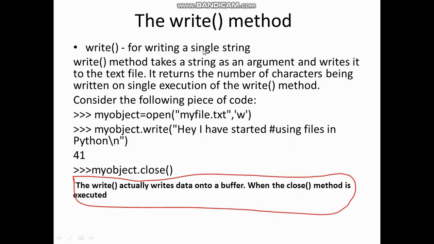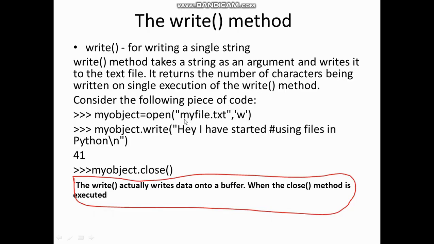Coming to the write method. The write method is for writing a single string. This method takes a string as an argument and writes it to the text file. It returns the number of characters written on a single execution of the write method.